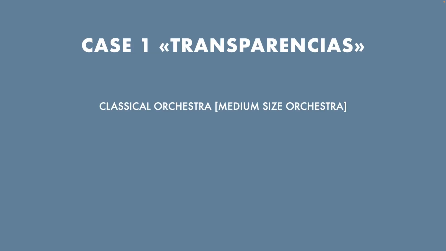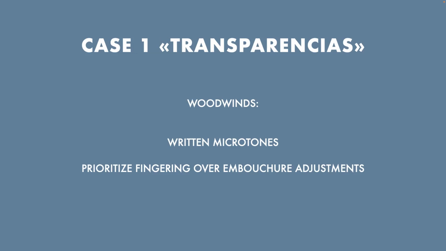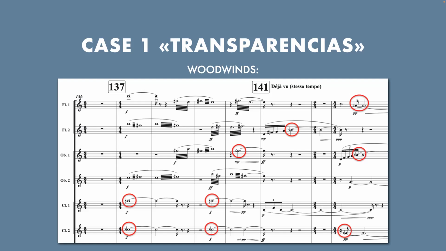The first case I would like to present is a piece for classical orchestra or medium-sized orchestra. Here, the woodwinds are treated as soloists, so there are microtones written for them, which should be acquired ideally by utilizing special fingerings rather than making embouchure adjustments, although that's more my own preference than a norm. You can see an example of the score in this slide.